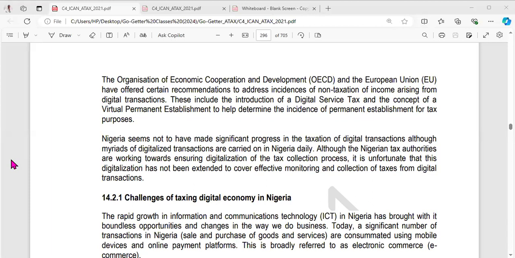The other day I was trying to look at an alternative to Microsoft Office because the one I have is not up to date. And I saw that I can download WPS, which is an alternative. Is WPS a Nigerian company? No. And I download it, although it's free, but that is a digital transaction.